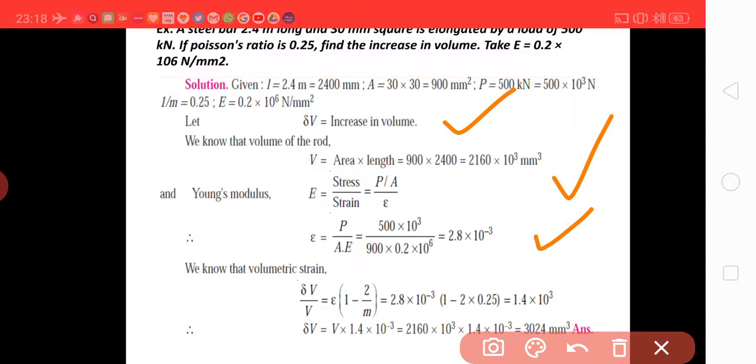We know that the volumetric strain delta V upon V equals epsilon into (1 minus 2 upon m). On putting these values, volumetric strain comes out to 1.4 into 10 to the power minus 3. So delta V upon V is this much. Hence delta V equals V into 1.4 into 10 to the power minus 3, which comes out to be 3024 millimeter cube.